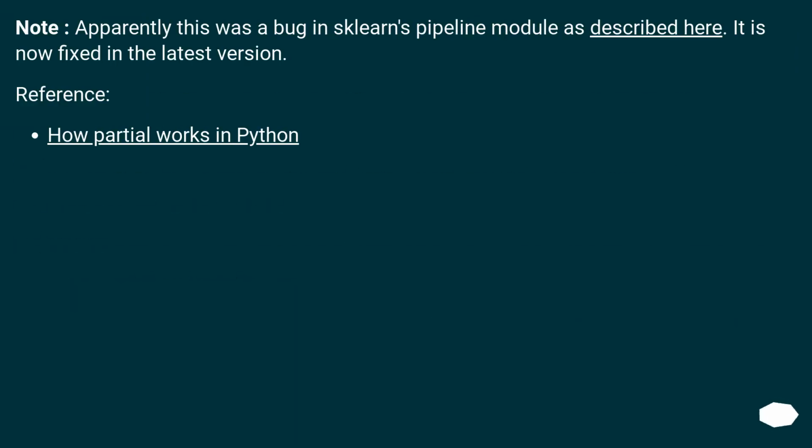Note: apparently this was a bug in scikit-learn's pipeline module as described here. It is now fixed in the latest version. Reference: How partial works in Python.